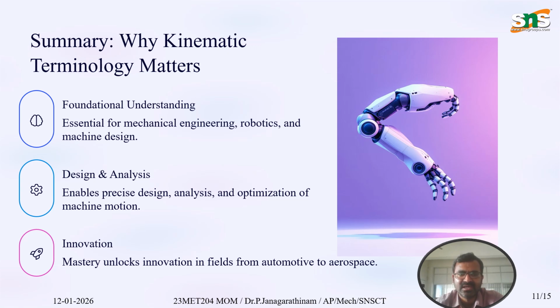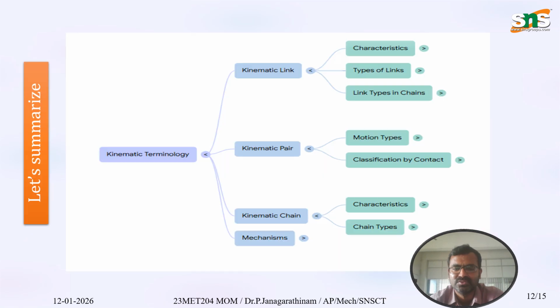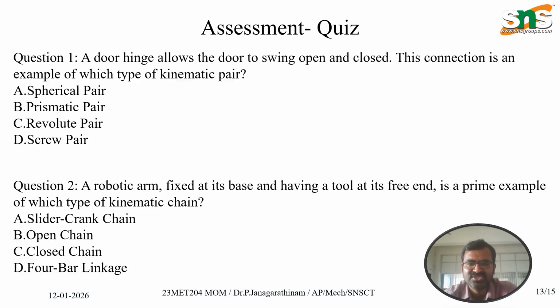And this is why kinematic terminologies matter: foundational understanding is essential for mechanical engineering, like robotics and machine design. It enables precise design and analysis using analytical tools and optimization of machine motion, and mastery unlocks innovation in automation and aerospace. This is the general summary of today's class: kinematic links, pairs, chains, and mechanisms, and in-depth types of these links, pairs, and chains.